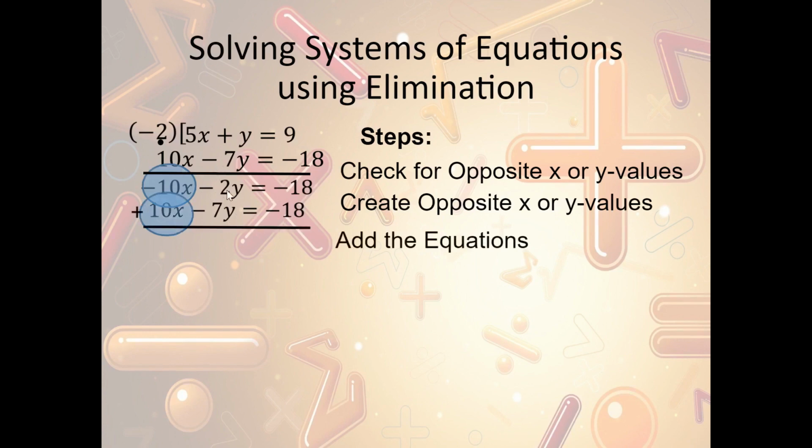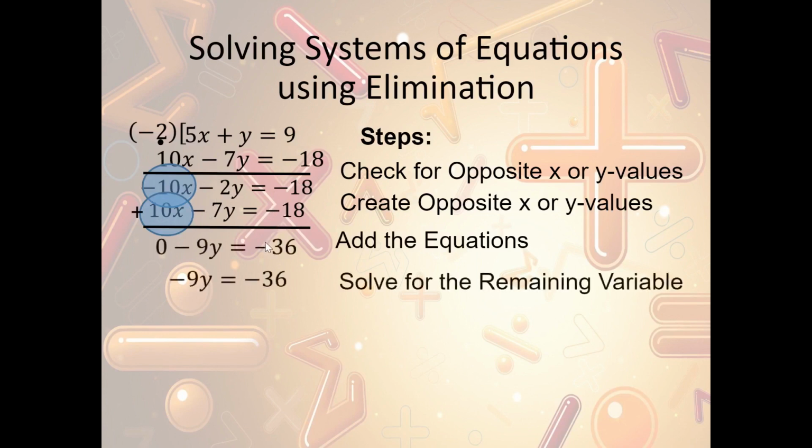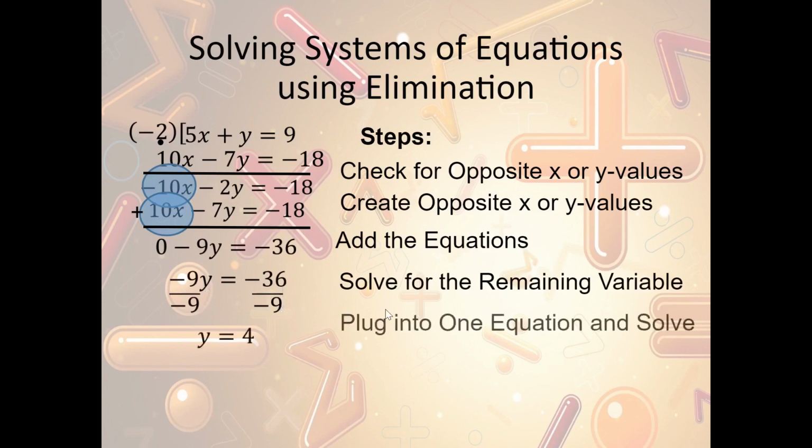These will cancel out. I'm left with negative 2y plus negative 7y is negative 9y. And negative 18 plus negative 18 is negative 36. So now I just need to solve for the variable. So I'm going to divide both sides by negative 9. And I get y is equal to negative 36 divided by negative 9 is positive 4. So that's my y value. Now I need to plug it into one of the equations to solve for the x value.